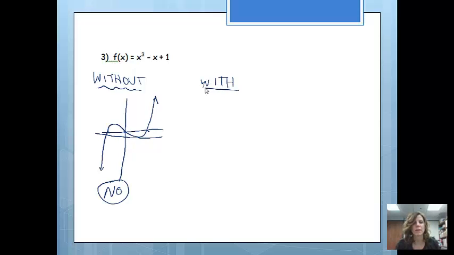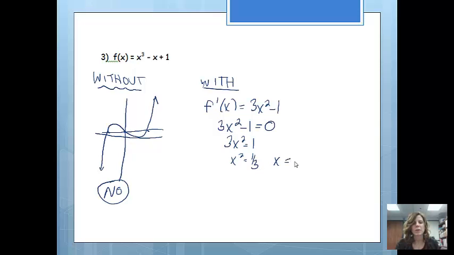Okay, if I use calculus, again, what we're going to be doing is taking the derivative. So the derivative of that function up there would be 3x squared minus 1. We would like to find the critical number. So set 3x squared minus 1 equal to 0. I'll get 3x squared equals 1. I'll get x squared equals 1/3. If I take the square root, I'll get x equals plus or minus the square root of 1/3. Don't forget that plus or minus, because that's pretty key to this problem.